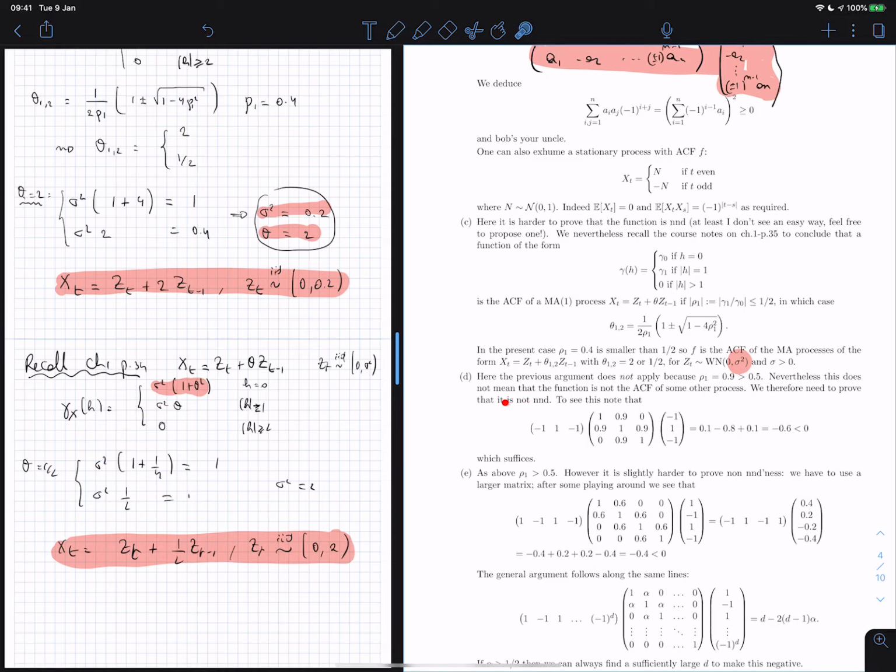So we have to check that this function is not non-negative definite, and the only way that I found to check that is to find a vector which, when you multiply it to the left and to the right, gives you something negative. You just have to play around, and I found, I hope it's correct, that if you put minus 1, 1, minus 1 here, then you get something negative, therefore it's not non-negative definite. How did I find this? Can't remember, I just found it.